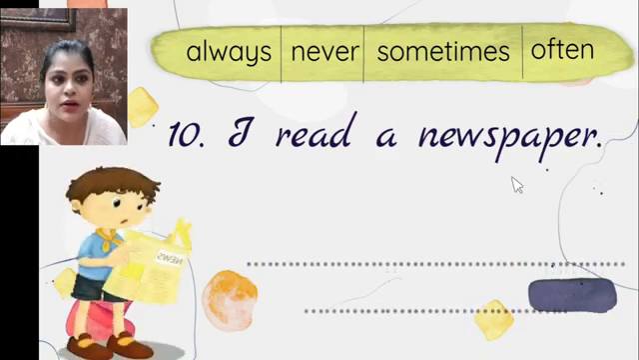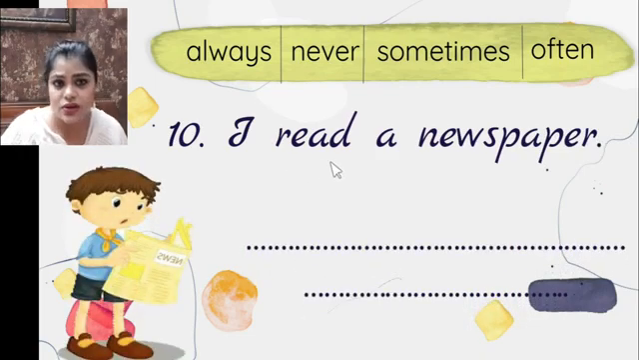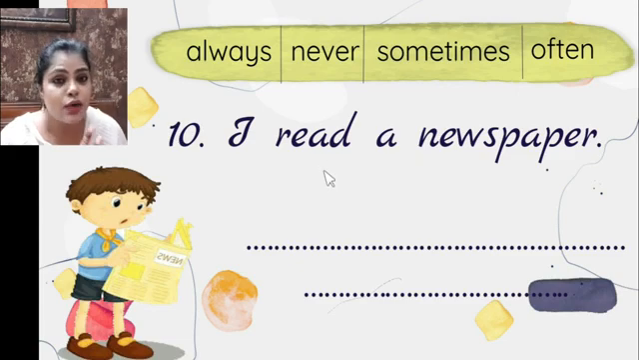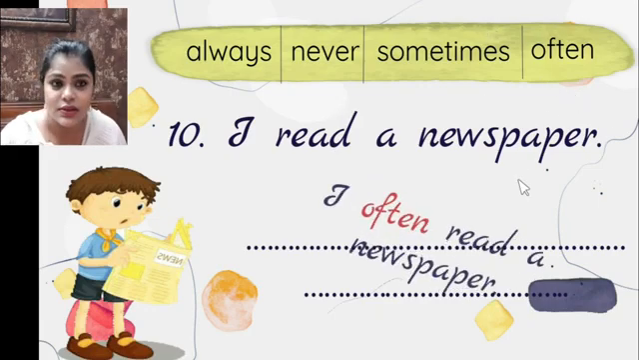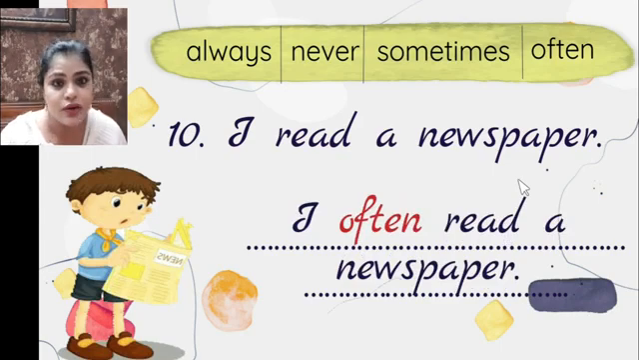I read a newspaper. I always read a newspaper, or I never read a newspaper, or sometimes, or often. So I want to read the newspaper every day, but on the weekends I don't. So out of 7 days I read the newspaper 5 days. That means I often read a newspaper.